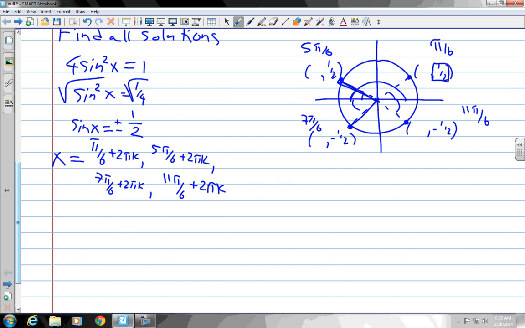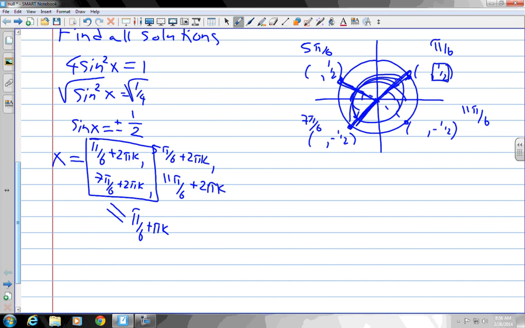Now we can condense this solution, because if you think about this, the difference between pi over 6 and 7 pi over 6 is exactly pi. Right? So instead of saying pi over 6 plus 2 pi k, and 7 pi over 6 plus 2 pi k, I can just say it's pi over 6 plus pi plus pi plus pi. So we'll just keep circling. I can actually combine these two solutions into just saying pi over 6 plus pi k, because the difference between those 2 points is exactly 180 degrees, or pi.